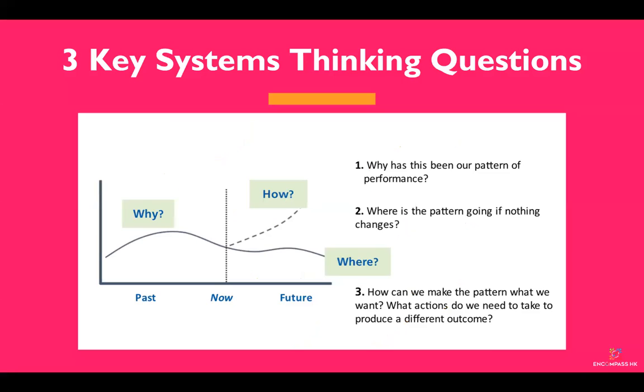To start thinking about systems thinking, we can start with this graph. Why is there a pattern? What are the root causes? If we don't make any changes, where will we end up? And if we want to make changes, whether it's improving healthcare or building a smart city, what should we do? What leverage point should we use to change the system?